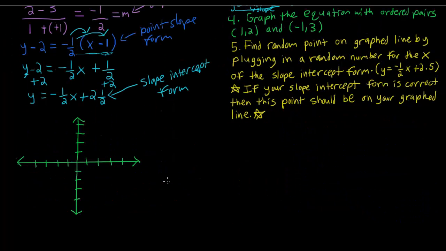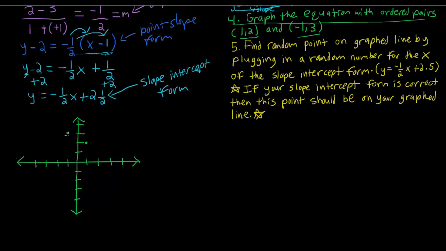Now for step 4, we want to go ahead and graph the equation with the ordered pairs 1, 2, and negative 1, 3. So let's start with graphing 1, 2. Go 1 to the right, up 2. So this is 1, 2. And then the next ordered pair is negative 1, 3. So negative 1, and then up 3, 1, 2, 3.